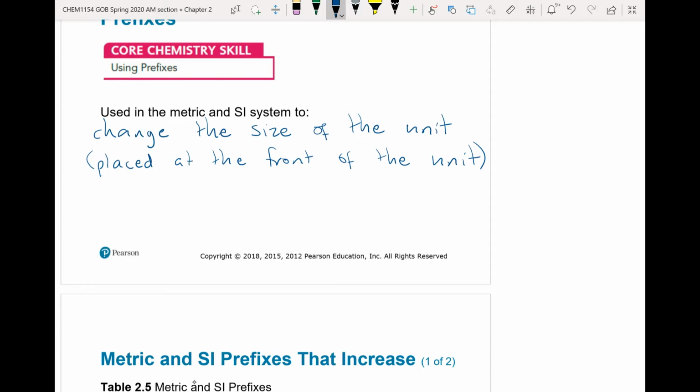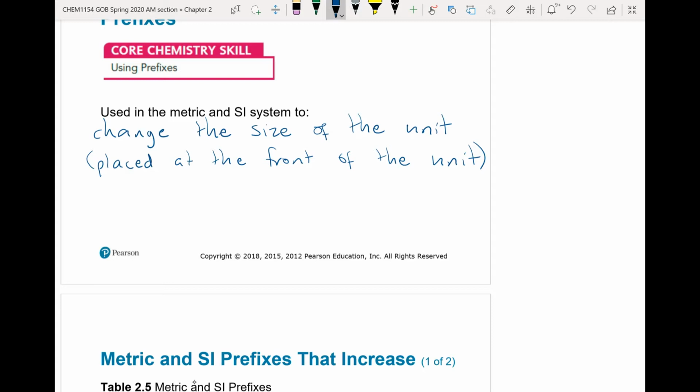Do you remember what the base unit was for mass in the metric system? It was g, which is grams, right? So what we're saying is we're going to take those base units and put some prefixes in front of those to change the size of those units. And the prefixes are going to mean the exact same thing wherever you find them.